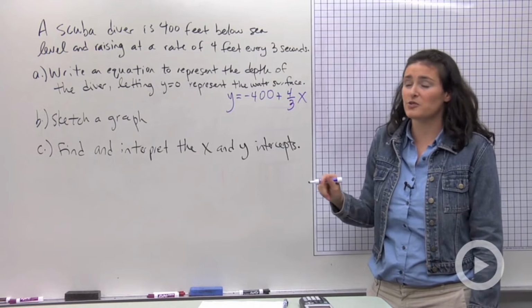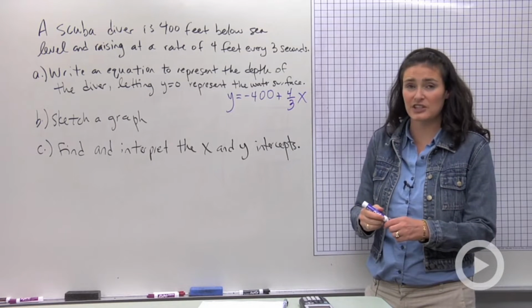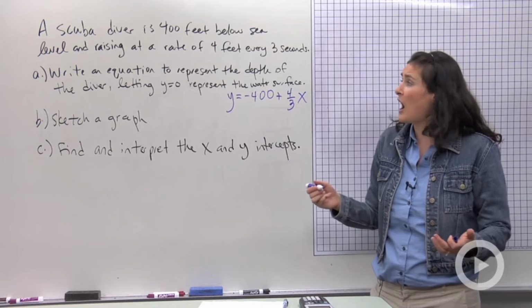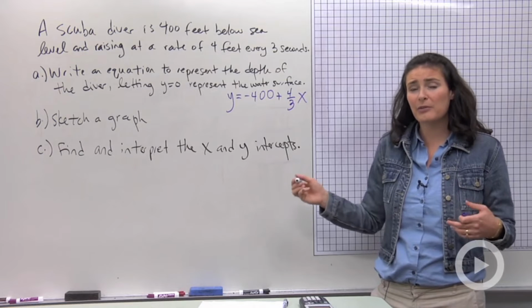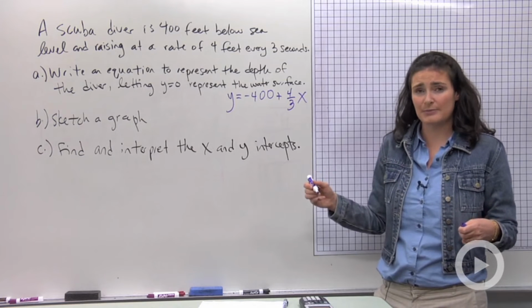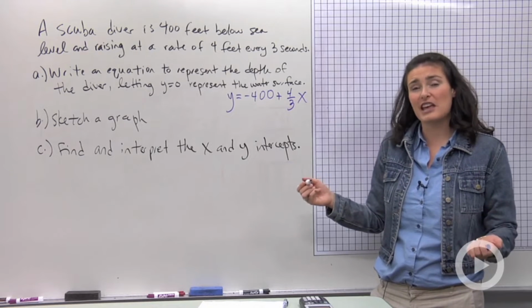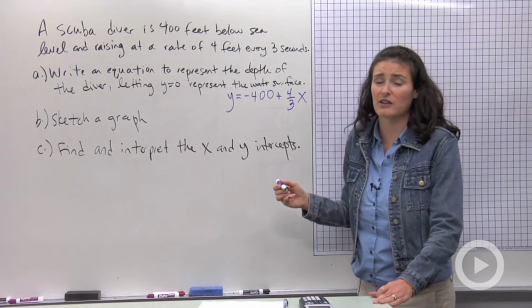Once I have my equation ready to go, I'm ready for part B, which says sketch a graph. I'm not exactly sure what my scaling is going to be yet. I could make a table, but I'm going to try using y equals mx plus b strategies and also the intercepts to help me get a good accurate graph.